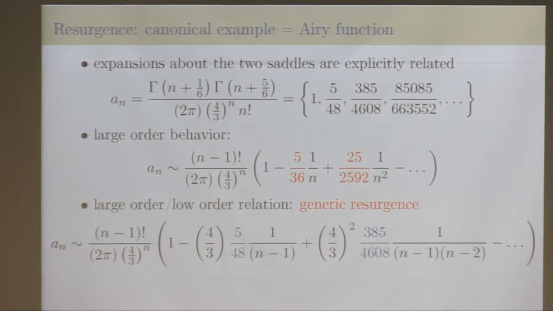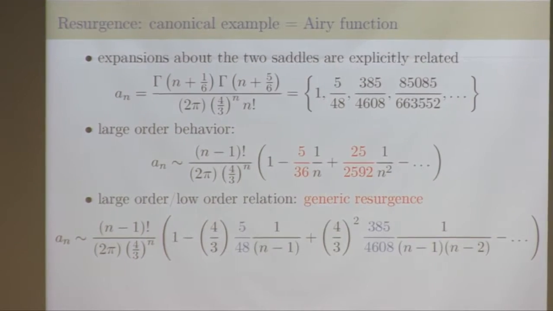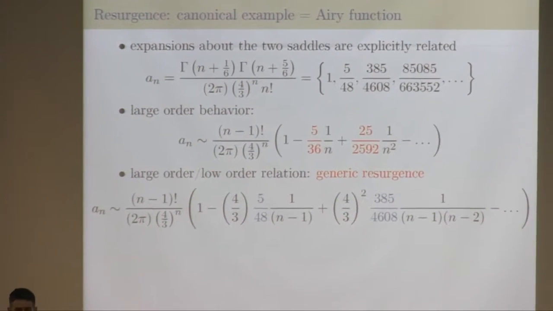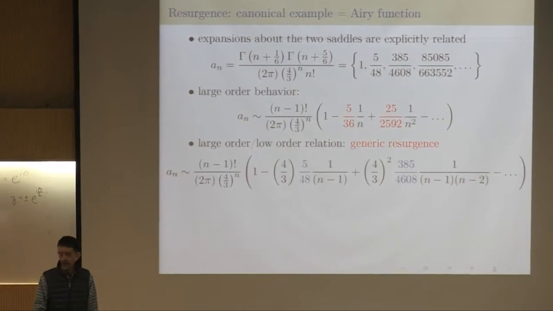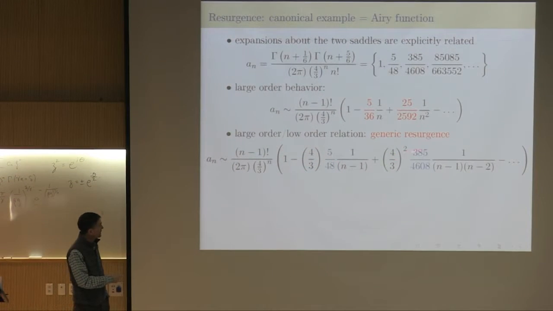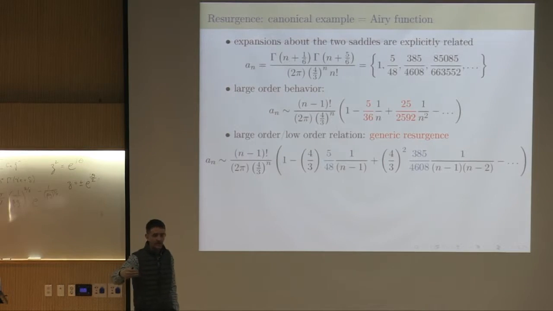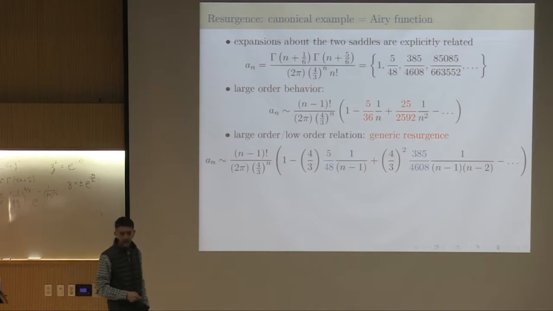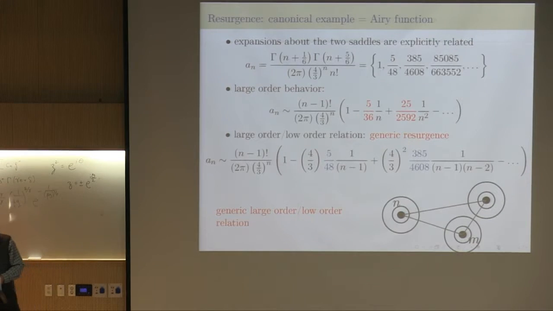Okay? So this large order, low order relation is really encoded there, but you have to know what to look for. If you just look immediately at the large order growth, you don't see it. You have to put it into this form, where there's an extra factor of the action difference at each order, and it's in powers of 1/(n minus 1), 1/(n minus 1)(n minus 2), etc. Okay? Again, I urge you to play with some special functions just to see that this structure always happens.